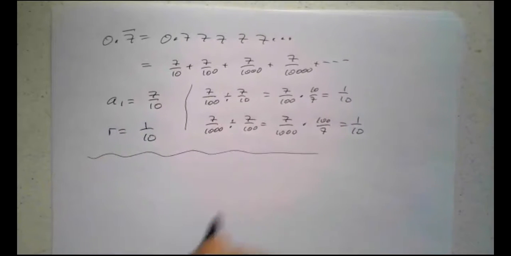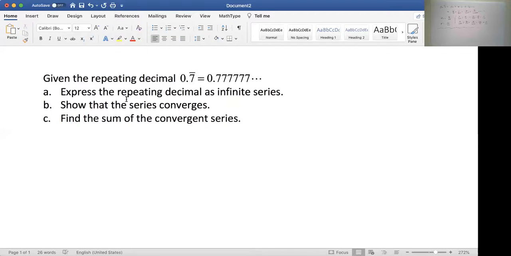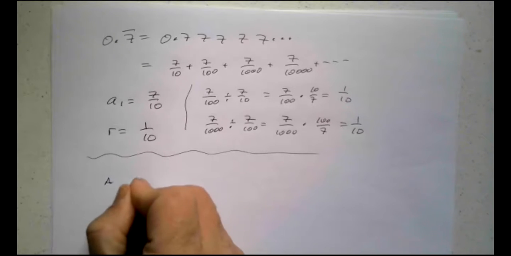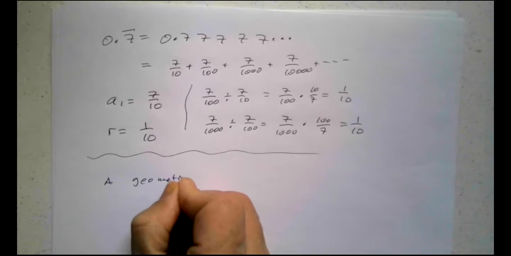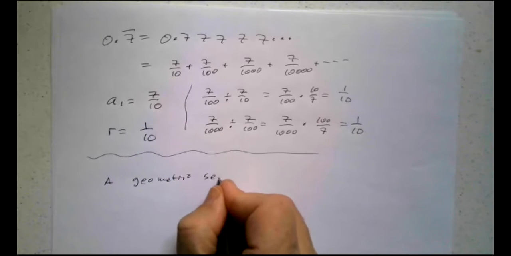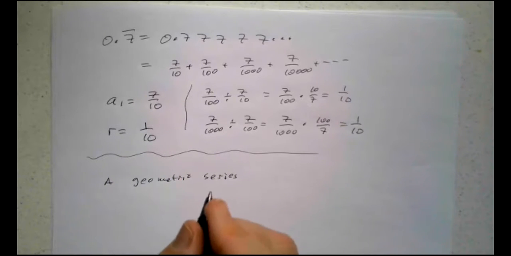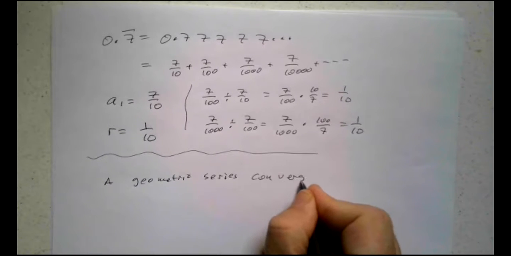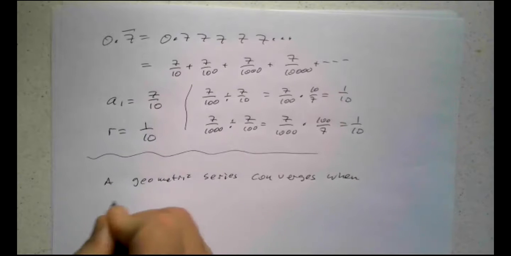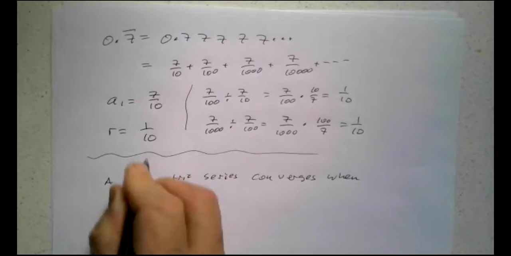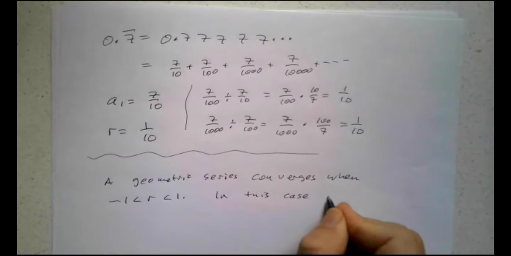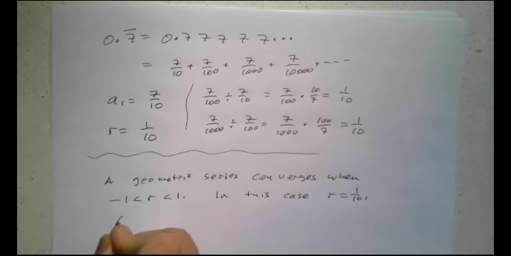What do we know? Does this converge or does this diverge? The question says, show that the series is convergent. Well, good, it is. A geometric series converges, which means its infinite sum, if you add them all up, converges, if the common ratio is between -1 and 1. In this case, the common ratio is 1/10. So the series converges.